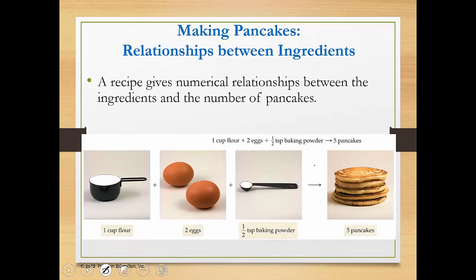Now, you'll see that I love food analogies. We already talked in class about pizza. We looked a little bit at relationships with pizza. Well, now we want to look at another recipe. We're going to use the example of making pancakes. So our recipe for making pancakes is a cup of flour, 2 eggs, half a teaspoon of baking powder, and then when I mix those together, I end up with 5 pancakes. Now, there's probably some other stuff in there, but those are the key ingredients. We want to look at those relationships. A cup of flour, 2 eggs, half a teaspoon of baking powder will yield 5 of these pancakes that I'm going to make. All right, so let's keep that in mind.